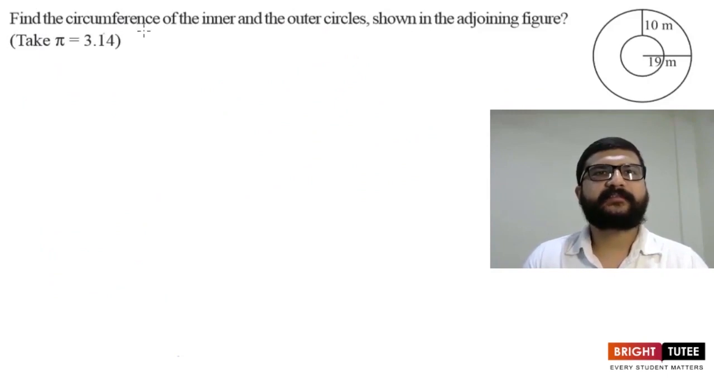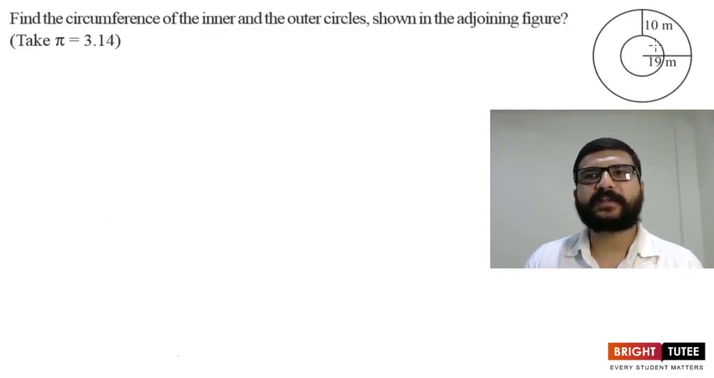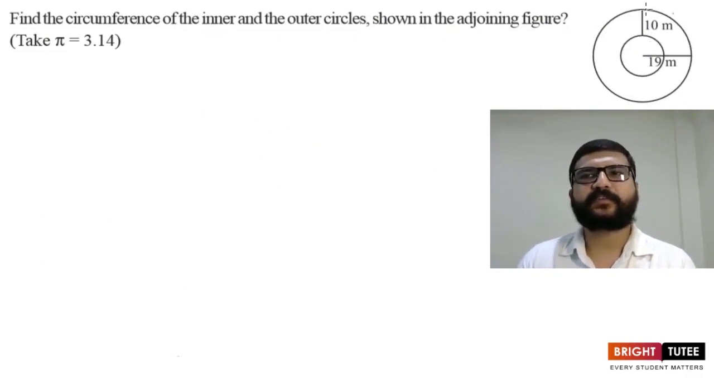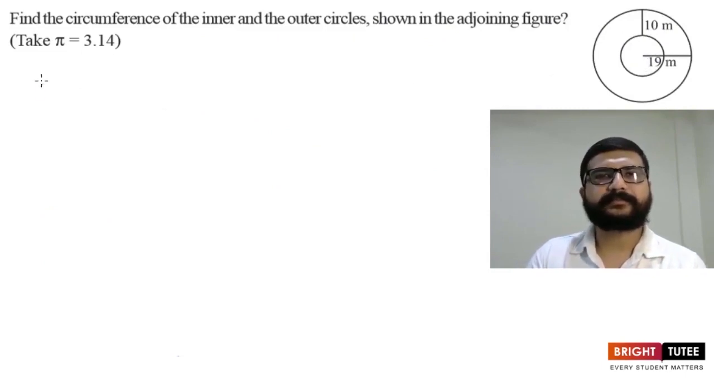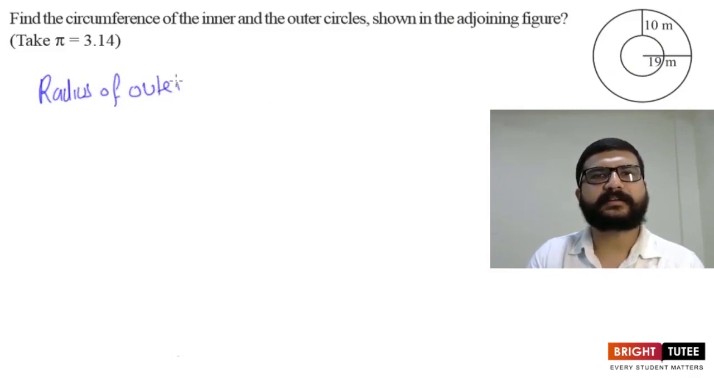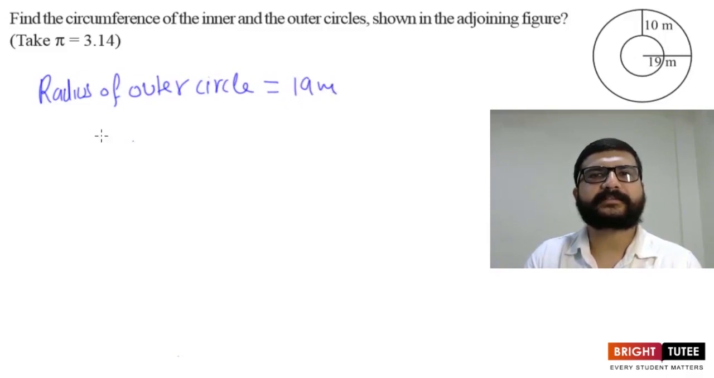Now the next question is, find the circumference of the inner and the outer circle shown in the adjoining figure. So here is the figure given. We have to find the circumference of the inner and the outer circle. So first of all, let us find for the outer circle. What is the radius of the outer circle? It is 19 meters. So we can write radius of the outer circle is equal to 19 meters.